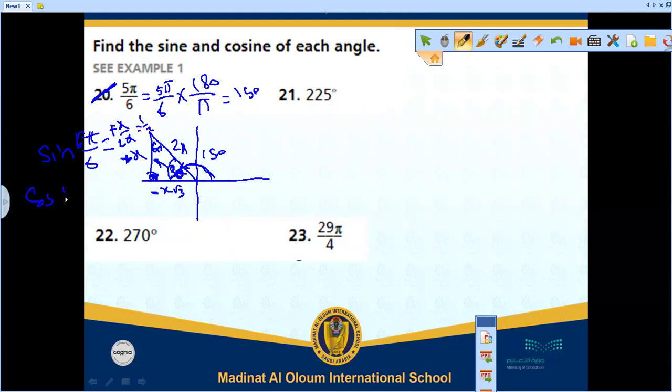Second one, cosine of 5 pi over 6. You can check your calculator. Adjacent over hypotenuse, negative x radical 3 over 2x, makes negative radical 3 over 2. This one, I must change it into degrees and draw the triangle, without using a calculator.